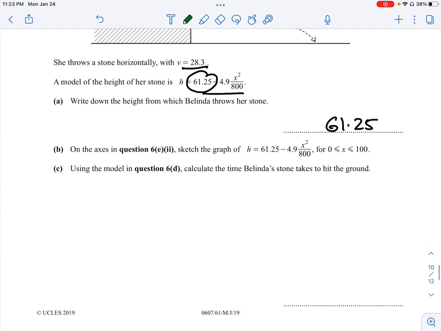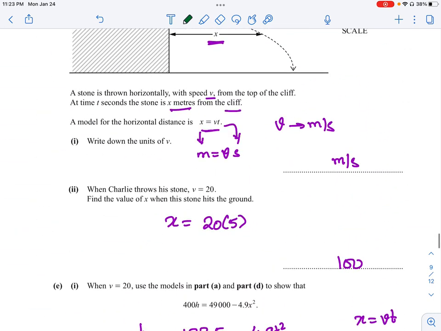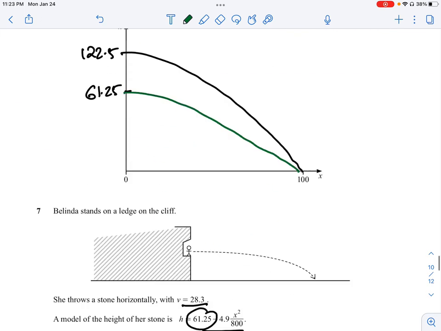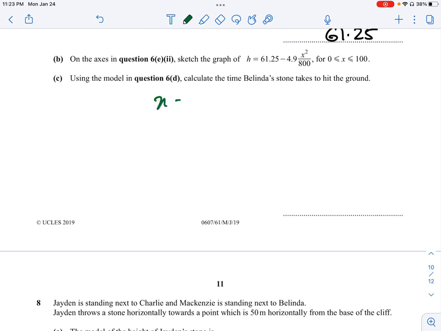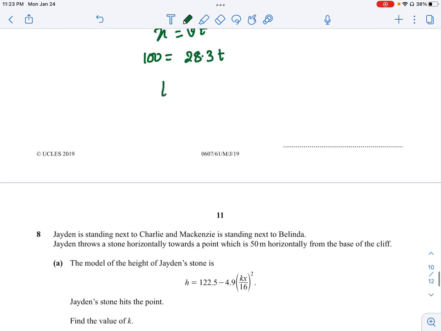Now using this model in 6d, what is 6d? The model of 6d was x equals vt. Calculate the time. She is throwing a distance of 100 with a velocity of 28.3. So time is equal to 100 divided by 28.3, which is 3.53.